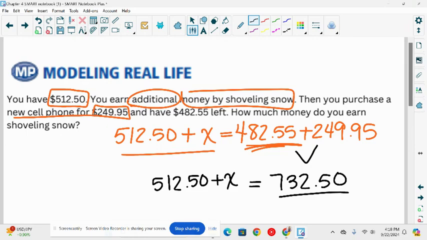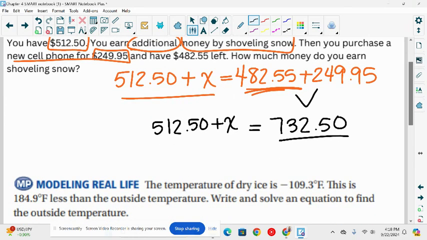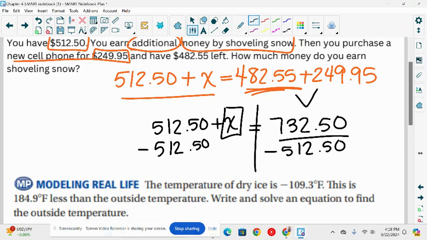So I want to solve for X. So I want to figure that out. So it's the same process. I still have to chop it, box it, do the opposite operation. Well, it's addition, so the opposite of addition is going to be subtraction. Those two things will cancel out. I bring down my X. So I have $732.50 minus $512.50 gives me $220.